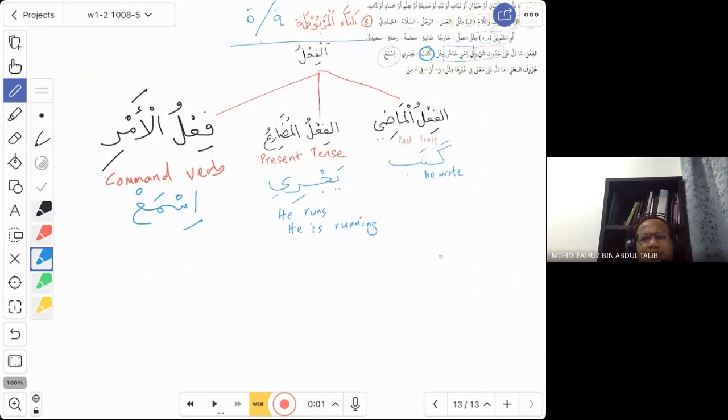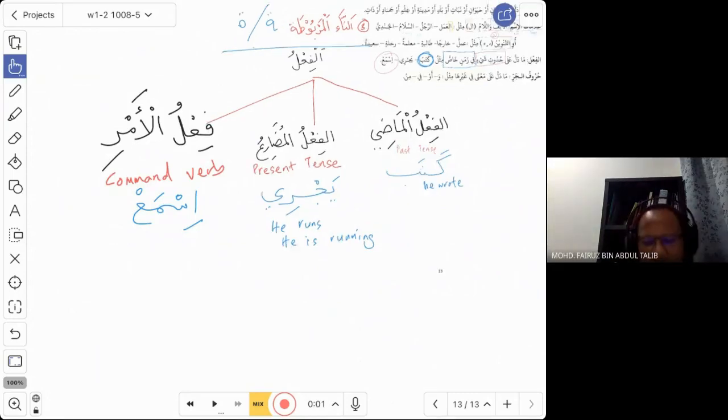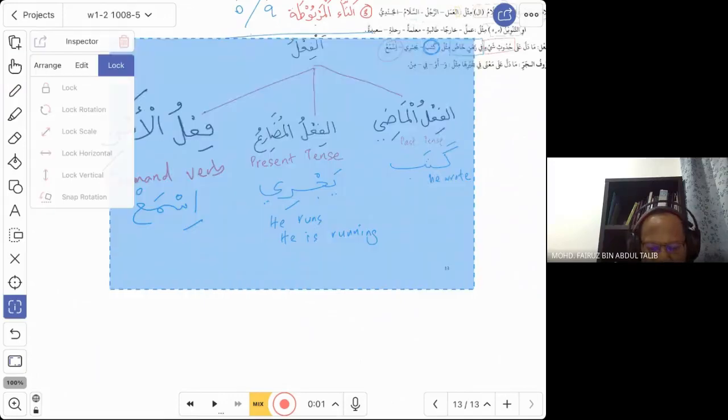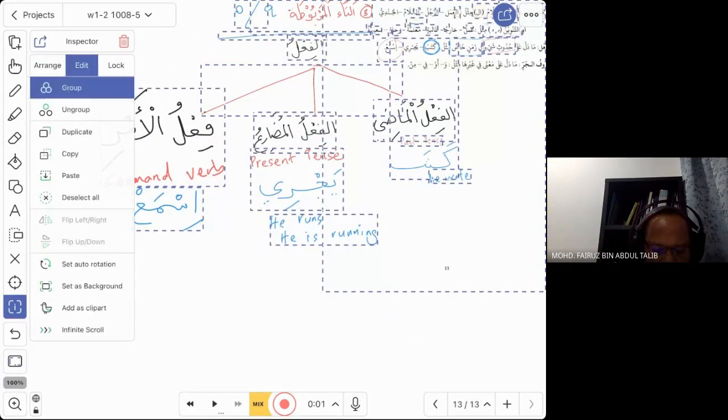Okay, so as long as you know, this is the fi'l madin, past tense, what is the example of mudari' and what is the example of fi'l amr, done. You will learn more details about this fi'l in level 2. Yeah, all right. So this is it. This is the about the fi'l. Okay, any questions so far about the fi'l? Anything you want to ask about the fi'l and even about the isim just now?